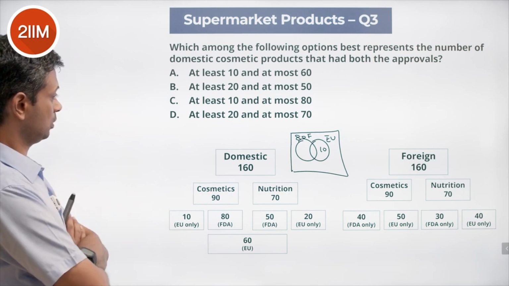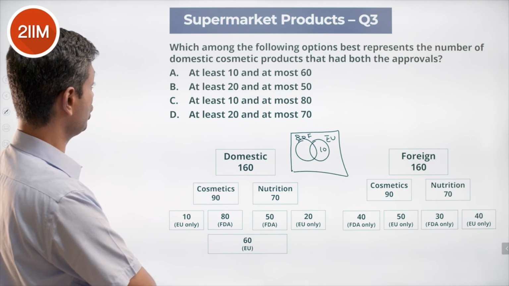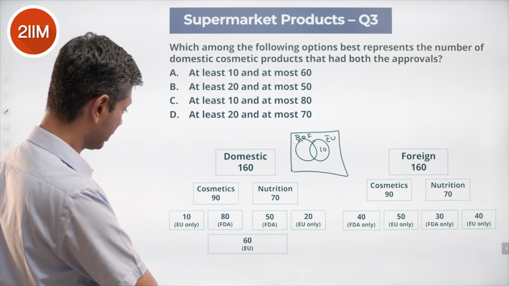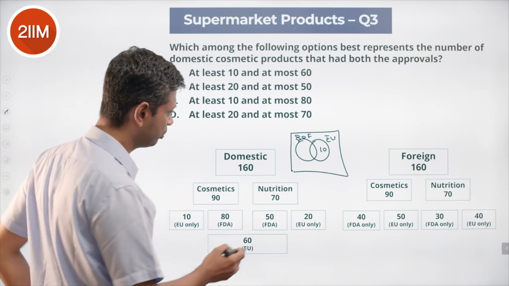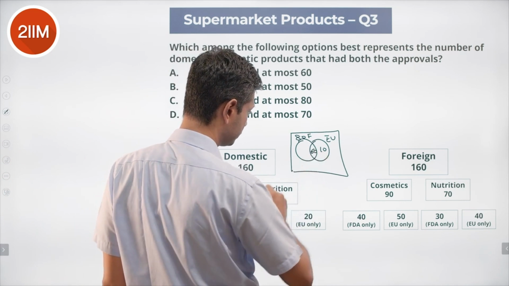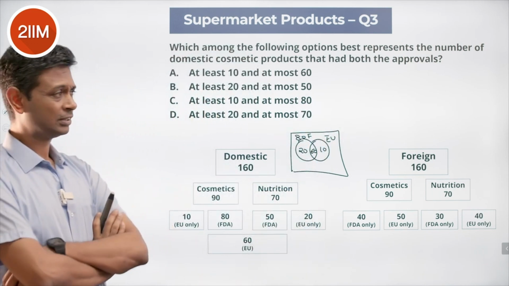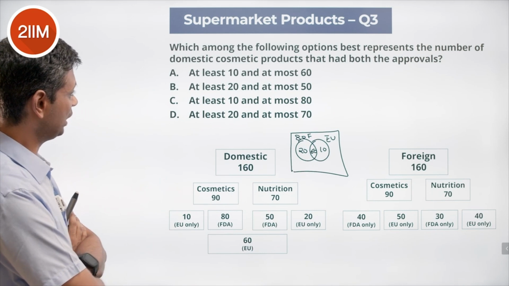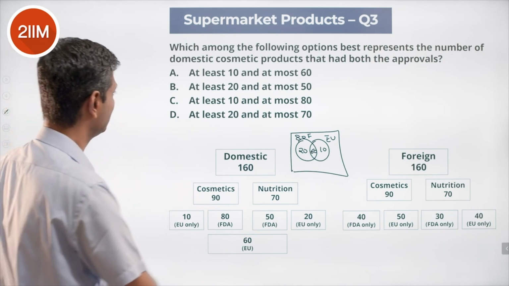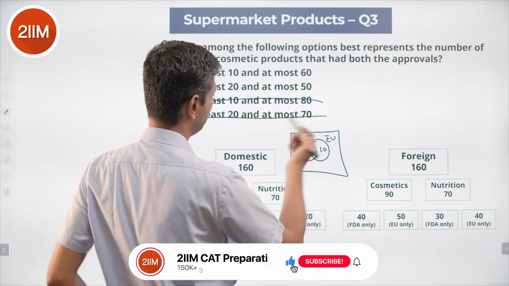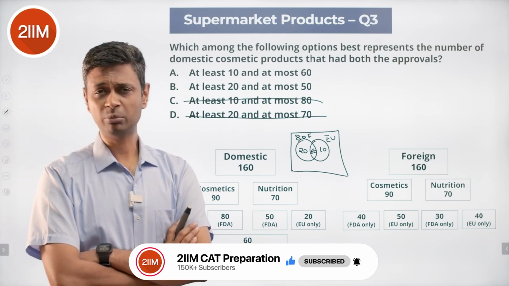How many had both approvals? Best represents the number of domestic cosmetic products that had both approvals. We should have been looking at within what is the maximum both of these could have been there. Right? So this could be 60, all 60 could be here. This could be 20, 20, 60, 10 adding up to 90. You don't find anything wrong with that. It cannot be more than 60. It simply cannot be more than 60. So these two are ruled out. Only 60 had both approvals. EU and FDA approvals, maximum of 60 were there.